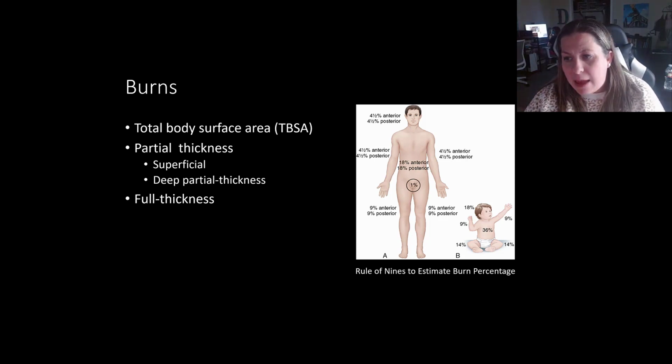Now guys, burn severity takes into consideration factors such as size, location of the burn, mechanism of the burn, duration and intensity of the burn, and the age and health of the individual. The very young and old are the most at risk because their skin is not going to be able to withstand this change as much.